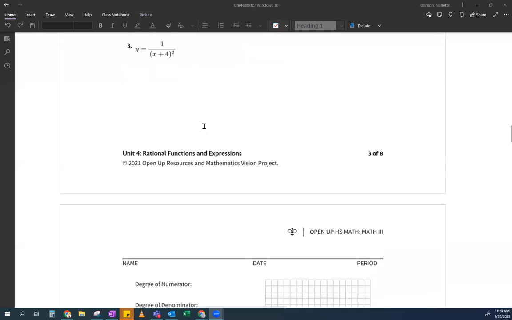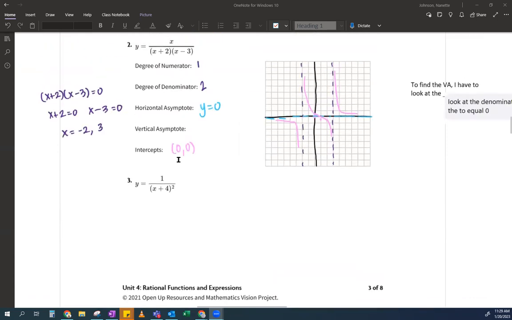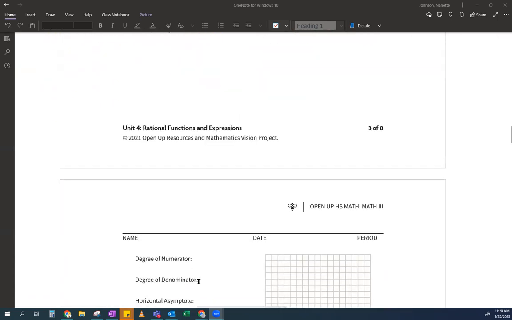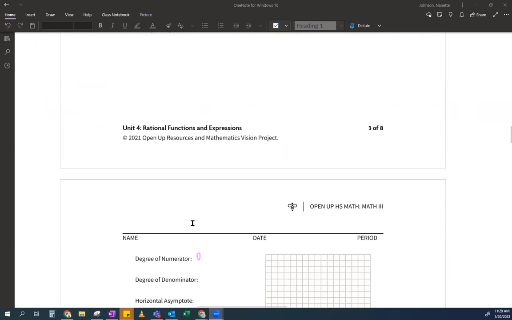So what do you guys think? In terms of finding the degree of the numerator and the denominator, you guys figured this out, right? What is the degree of the numerator? This one I thought was interesting. What's the degree of the numerator for this one? Yeah, it's a 0. Jonathan, why is it a 0? Because there's no x's, right? What's the degree of the denominator according to this? Yeah, it's 2. Very good.